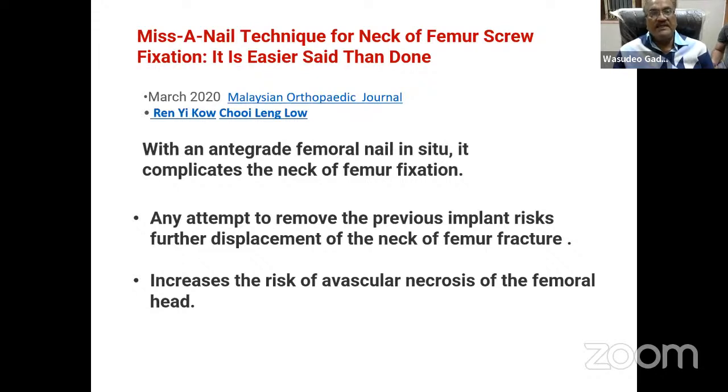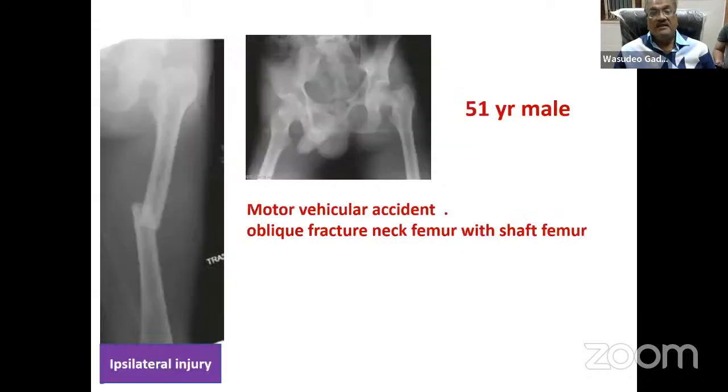So the technique is easier to say than done, and it is very difficult because the nail is anterograde in situ and the canal is obliterated. We have to put the screws anterior and posterior to the nail, which is very tricky and a very difficult job. It increases the risk of avascular necrosis of the femoral head if you do repeated drilling and putting the wires in the femoral head.